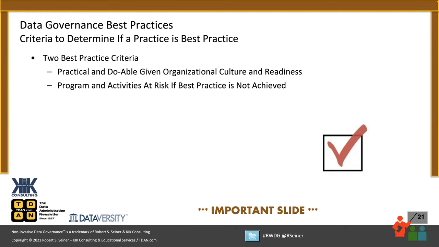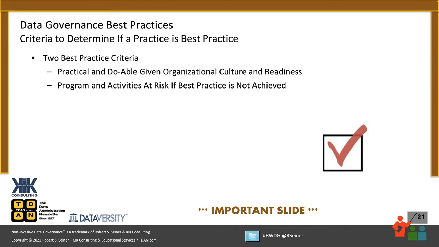The second criteria is even more important. So we know that needs to be practical and doable, but consider that the program and the activities of governing data in your organization are going to become at risk if this best practice is not achieved. If we don't have senior leadership support, sponsorship, and understanding of what governance is, is there a chance that governance is going to be decreased in importance at some point in time? How important is it to have somebody who is leading the charge, a data governance administrator or manager or a data governance office? And what happens when you no longer have an administrator or a manager or an office? Well, immediately your program is going to be at risk.